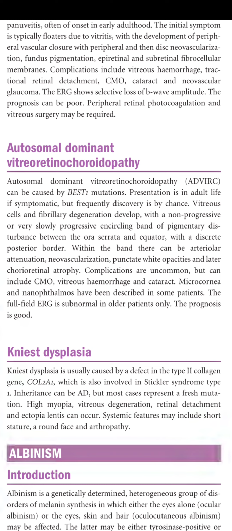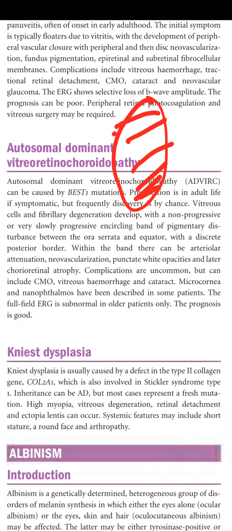Within the band, there can be arteriolar attenuation, neovascularization, punctate opacities, and later chorioretinal atrophy. So there is a band of pigmentary abnormality between the ora serrata and equator, and within that band there can be arteriolar attenuation, neovascularization, punctate opacities, and chorioretinal atrophy. Complications are not common but include CMO, vitreous hemorrhage, and cataract. Microcornea and nanophthalmos have been described in some patients. The full field ERG is subnormal in older patients. Overall the prognosis is good.